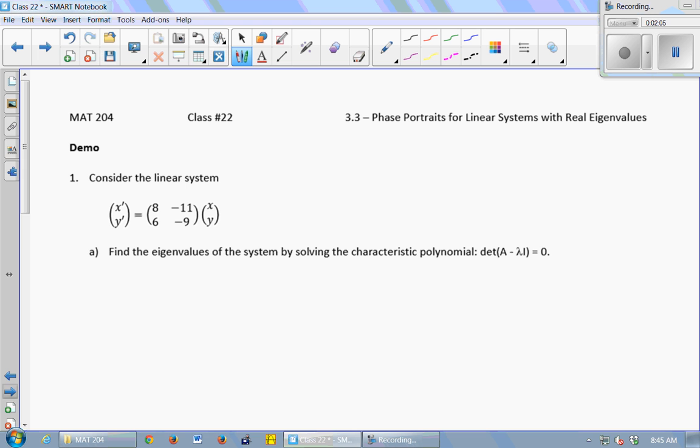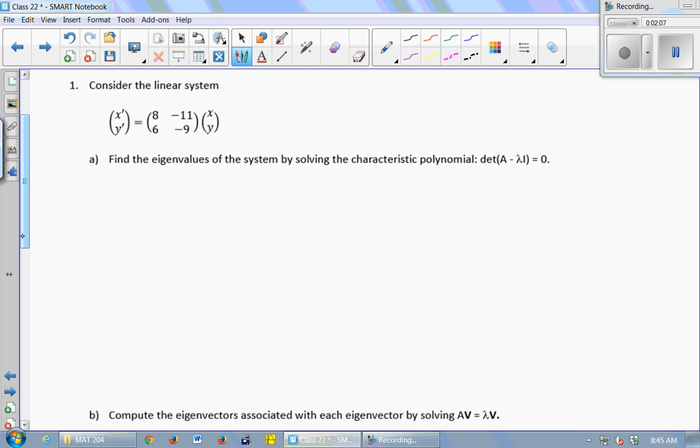Okay, so here we've got a linear system, and we want to find the eigenvalues by solving the characteristic polynomial. The characteristic polynomial is the determinant of A minus lambda I. We set it equal to 0 and solve for lambda. So I need to do the determinant. I put a big square bracket here because I have to do A minus lambda I before I take the determinant. So A is 8, negative 11, 6, negative 9, minus lambda times I, which is the matrix 1, 0, 0, 1.